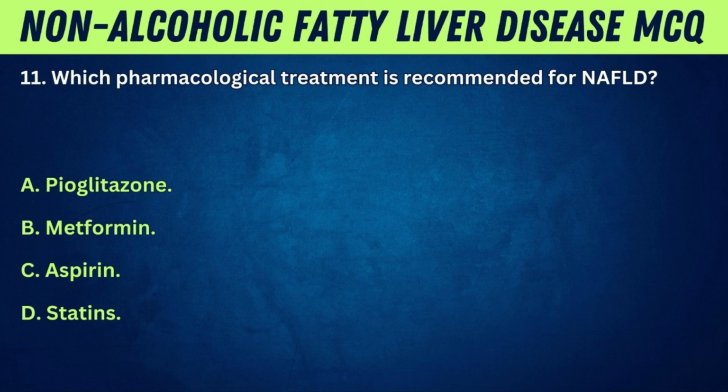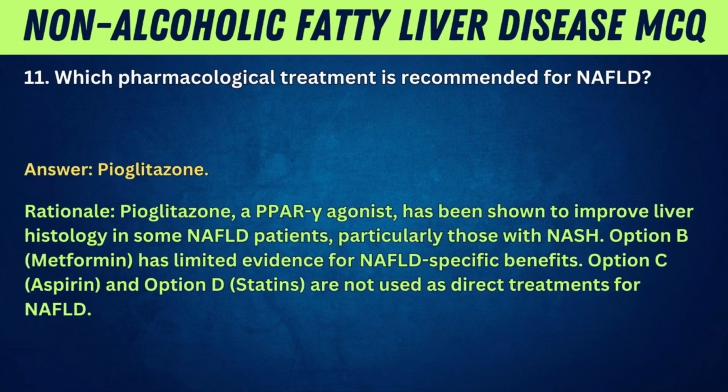11. Which pharmacological treatment is recommended for NAFLD? A. Pioglitazone. B. Metformin. C. Aspirin. D. Statins. Answer: pioglitazone. Rationale: pioglitazone, a PPAR gamma agonist, has been shown to improve liver histology in some NAFLD patients, particularly those with NASH. Option B, metformin, has limited evidence for NAFLD-specific benefits. Option C, aspirin, and Option D, statins, are not used as direct treatments for NAFLD.